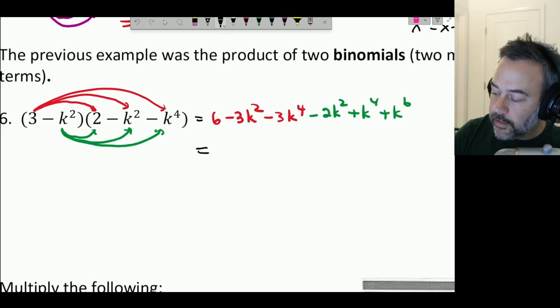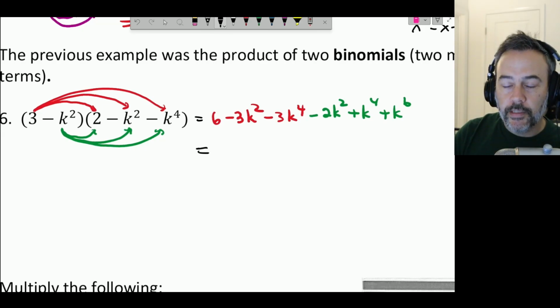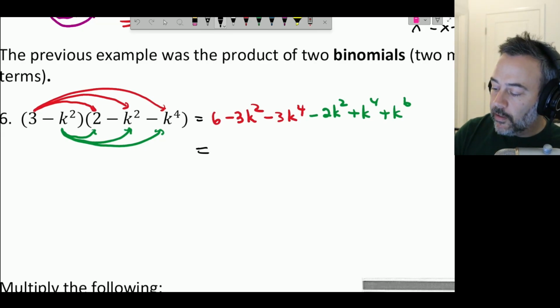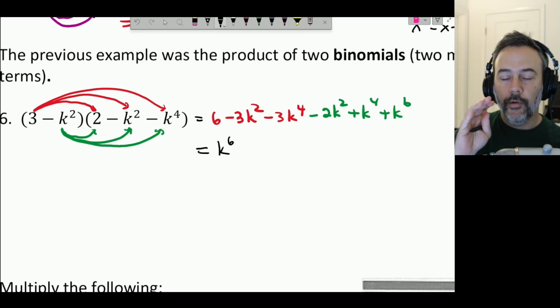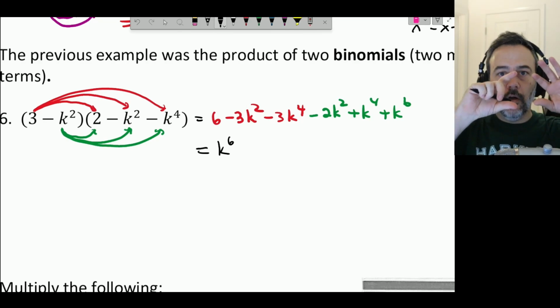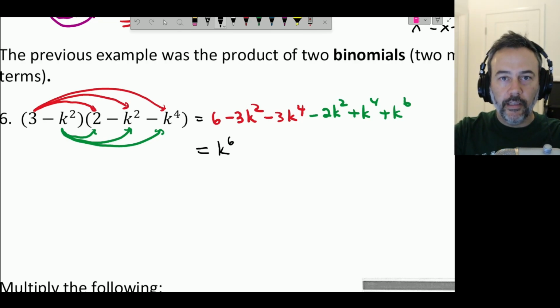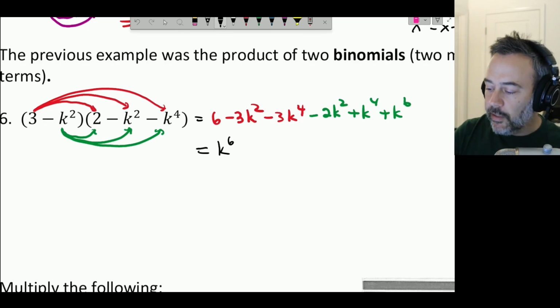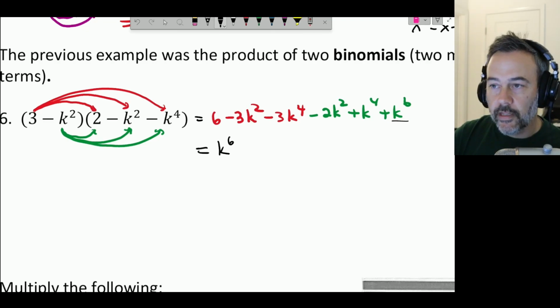Combine like terms and we're done. And we'll rearrange so it's in our standard polynomial form. I'll put the largest power of k first, k to the sixth. Oh, by the way, if ever you have a long polynomial with lots of terms and you're collecting it all together, it can be helpful to underline the terms that you've taken care of. I've taken care of that.